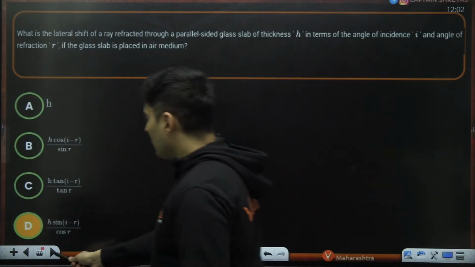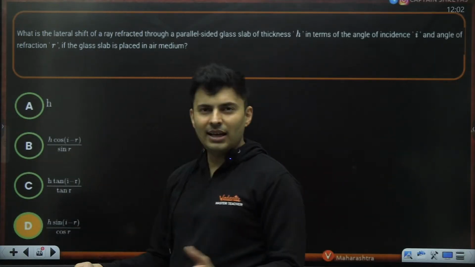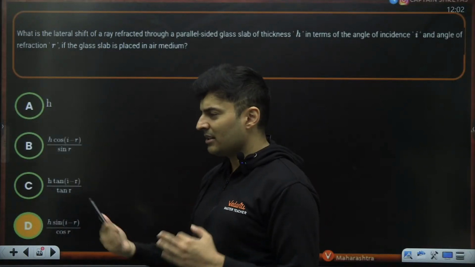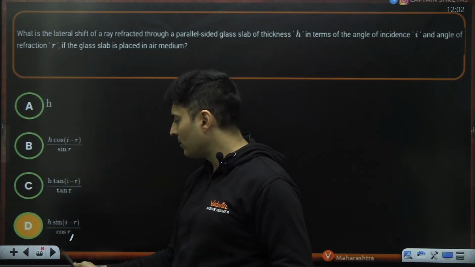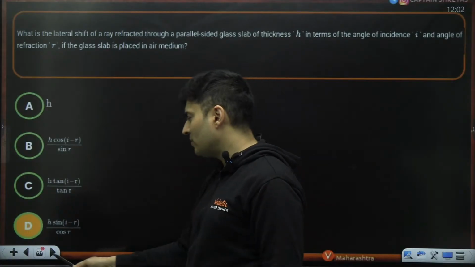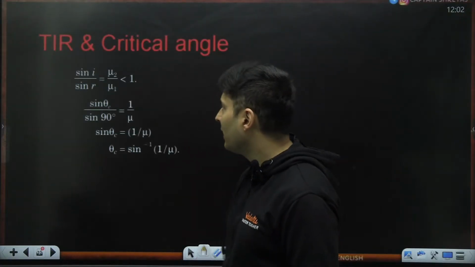Sometimes they can give you the values, they can give you the refractive indices. You just have to substitute in this formula and get the answer. So the questions are very simple. There is nothing great about it.